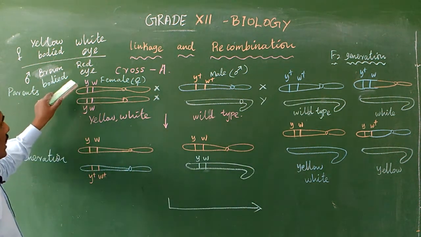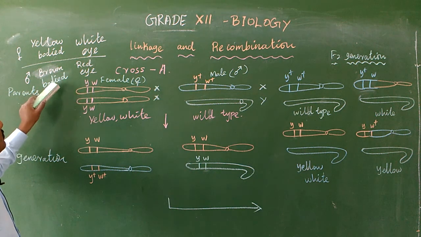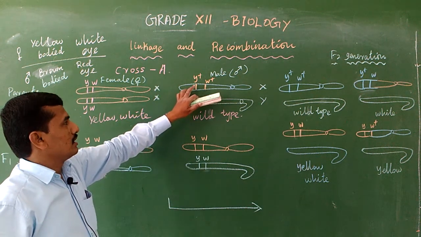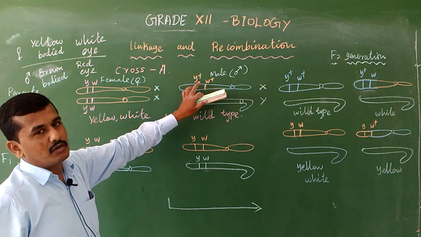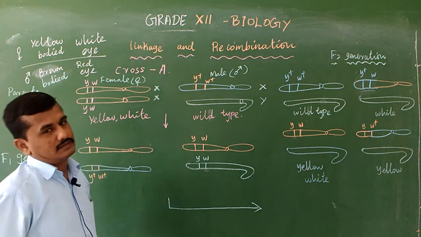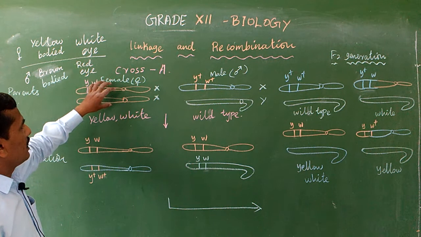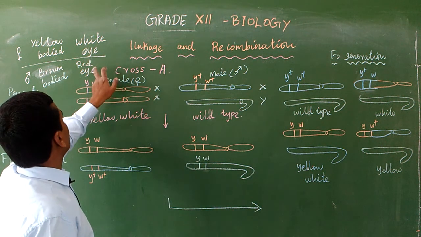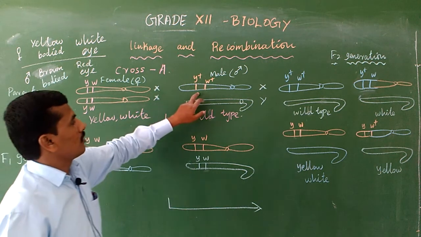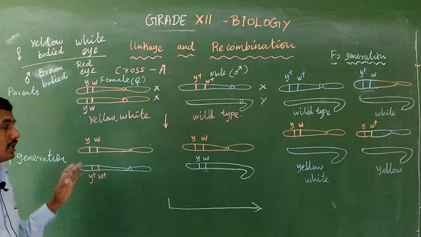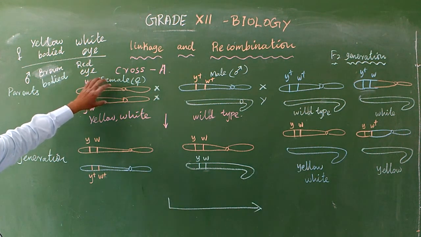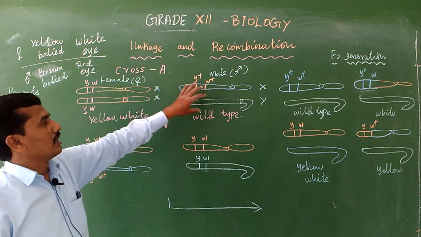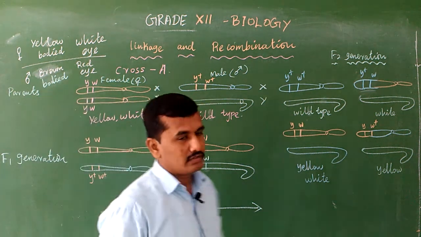So you take a yellow-bodied, white-eyed female and a brown-bodied, red-eyed male. Here Y plus means the brown body gene and W plus means the red eye gene. You take two X chromosomes in the female, yellow body and white eye, and the male has brown body and red eye. T.H. Morgan selected a yellow-bodied, white-eyed female crossed with a brown-bodied, red-eyed male. This represents the female with two X chromosomes, and this represents the male with XY chromosomes. That is the parent generation.